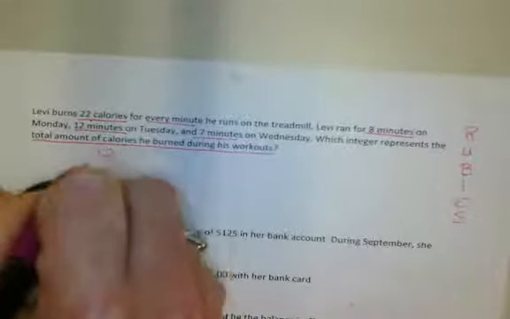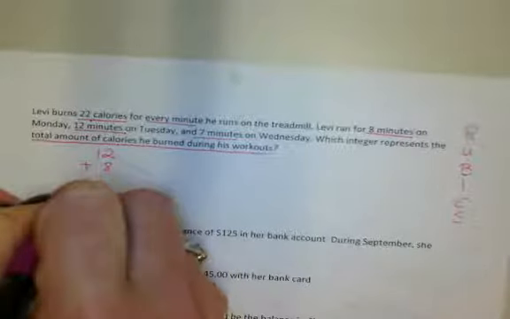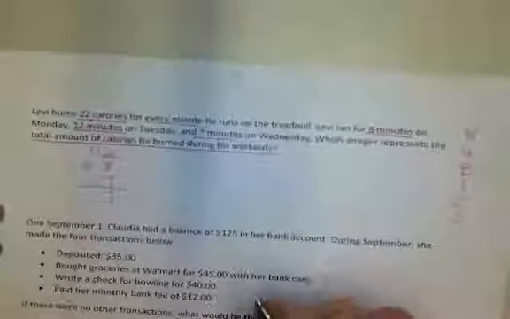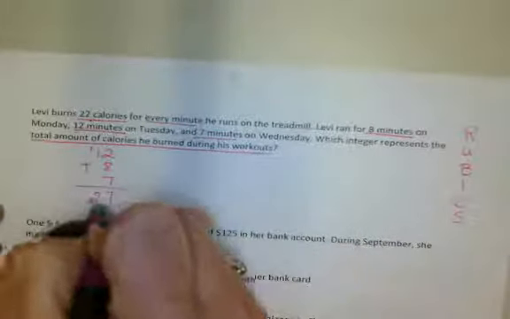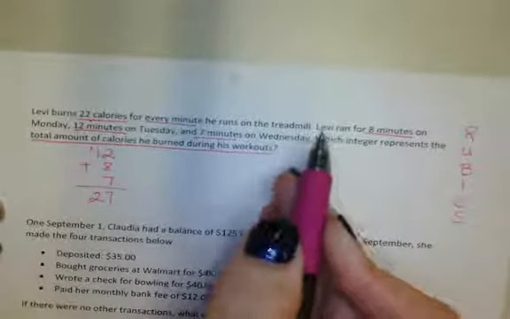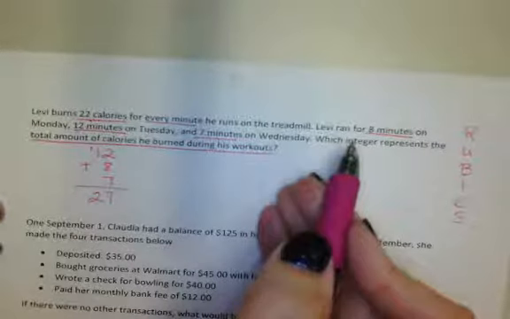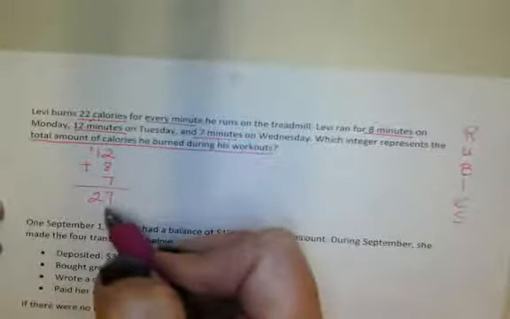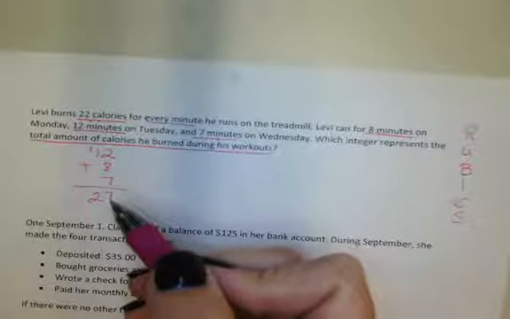So we have 12 plus 8 plus 7. 8 and 2 is 10, plus 7 is 17. We carry the 1, and 1 plus 1 is 2. So he ran 22 minutes in total on Monday, Tuesday, and Wednesday. Now we're going to take our 22 minutes, because it's not asking how many minutes he ran. It's asking how many calories he burned.